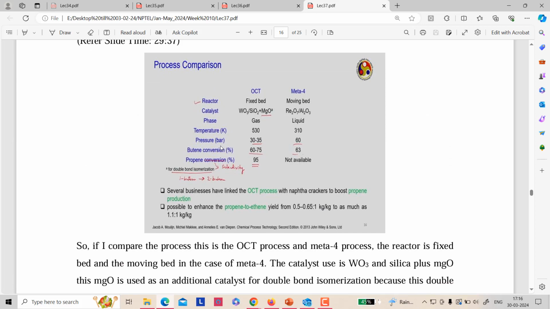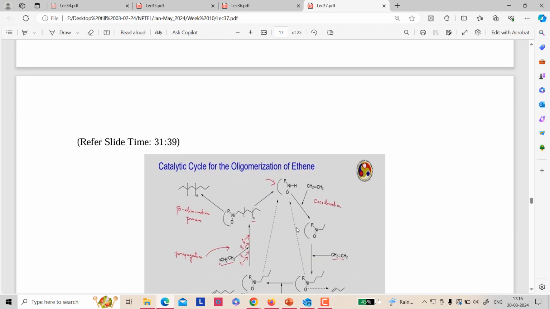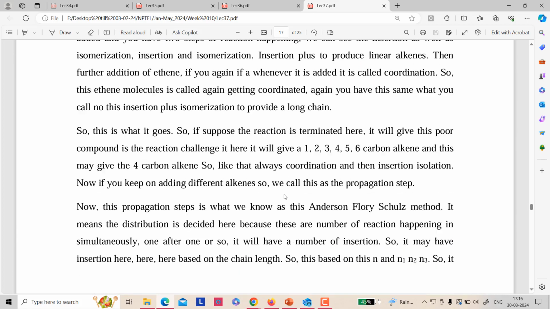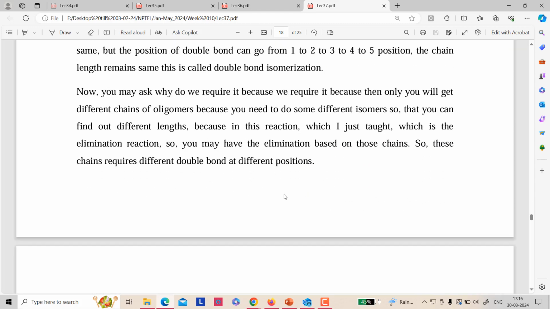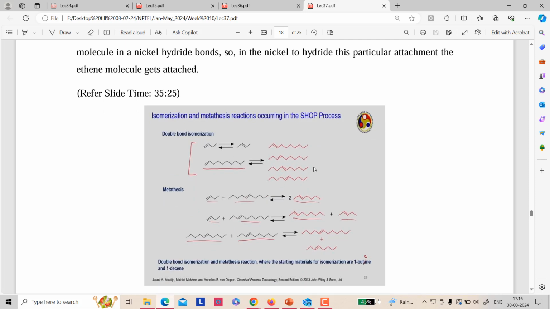This is a comparison of all the processes. This is the mechanism of the catalytic cycle for the oligomerization of ethene. Okay, so this is the metathesis process, how the double bond isomerization happens, how the metathesis happens.